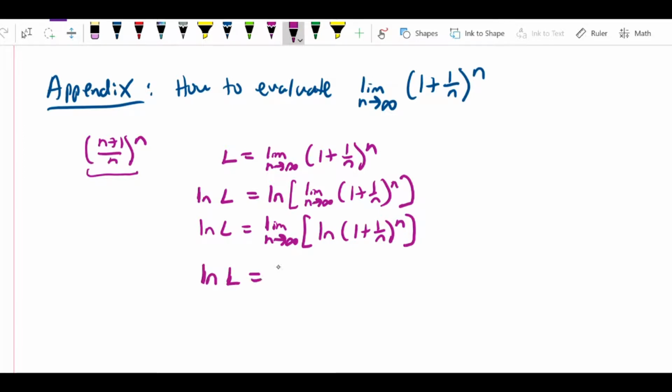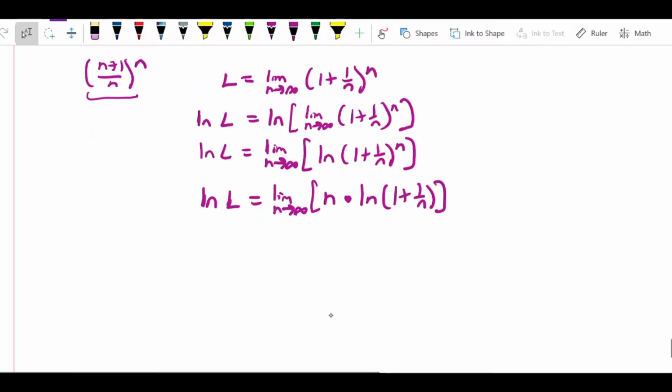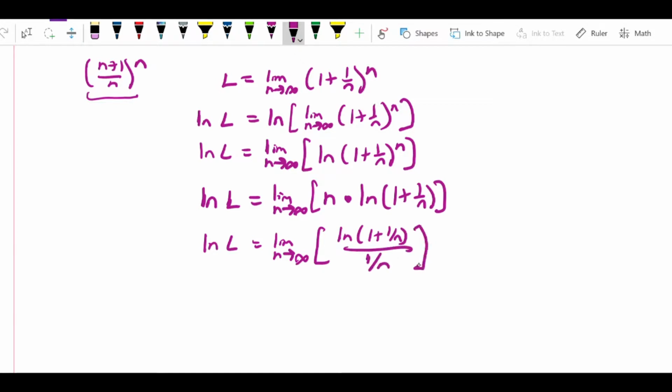So now ln L is equal to the limit as n approaches infinity of, using a law of logarithms, I can bring down this exponent n and rewrite that expression this way. This gives me an infinity times 0 limit, because now I have ln of something approaching 1, which is like 0. So I have infinity times 0, basically. That's an L'Hopital's rule form, because I can just rewrite this as ln(1 + 1/n) over 1/n. That gives me now 0 over 0, and I can use L'Hopital's rule directly.